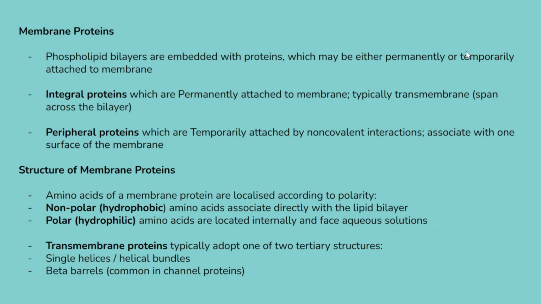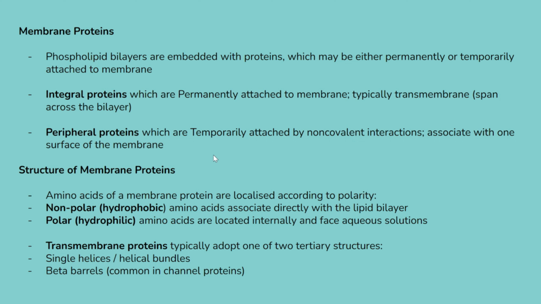Now, membrane proteins. Phospholipid bilayers are embedded with proteins which may either be permanently or temporarily attached to the membrane. There are two kinds of proteins that you can find in phospholipid bilayers, namely integral proteins as well as peripheral proteins. So, integral proteins are those that are permanently attached to the membrane and are typically transmembrane. That means they cut across the entire bilayer. You will see them from the start to the end.